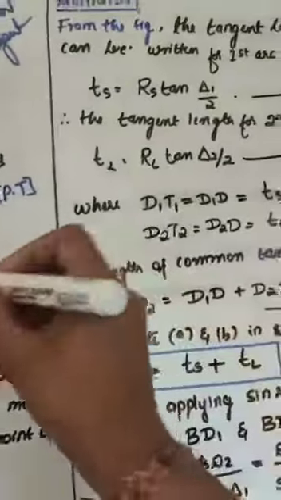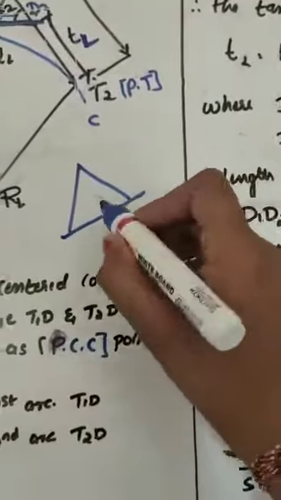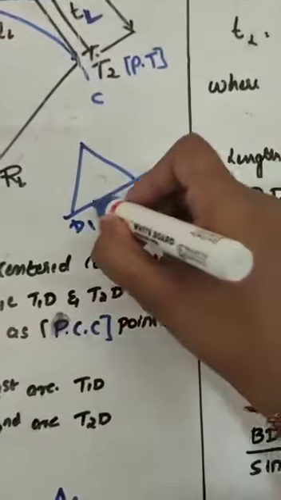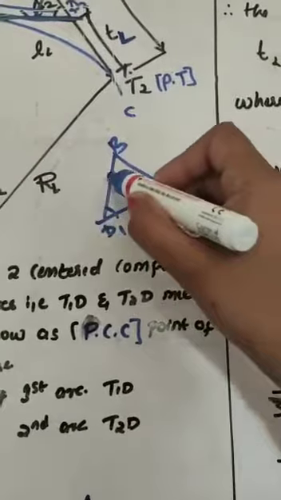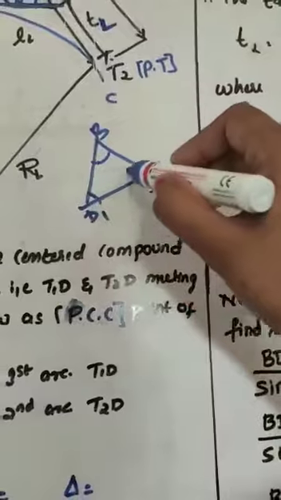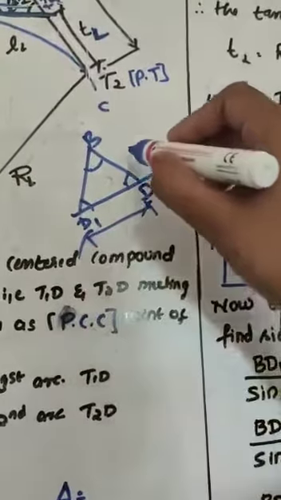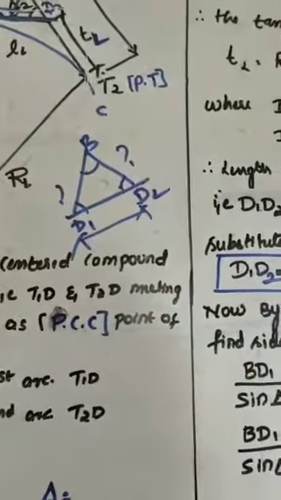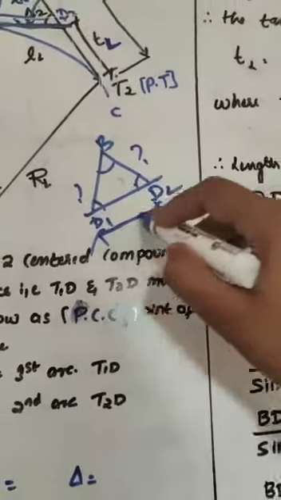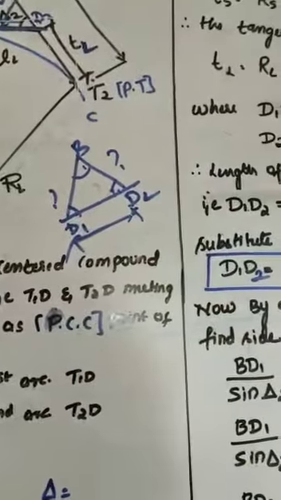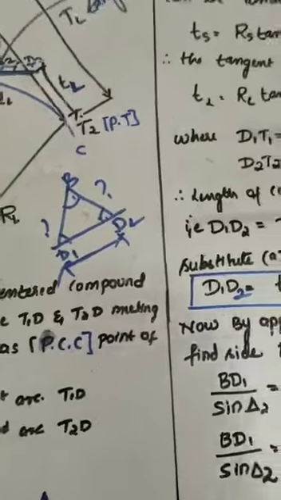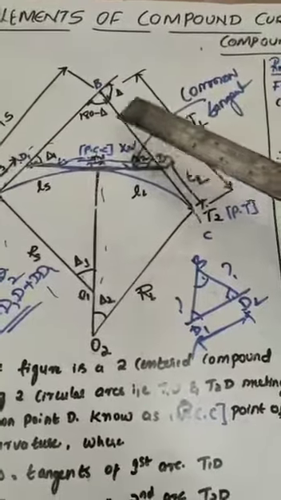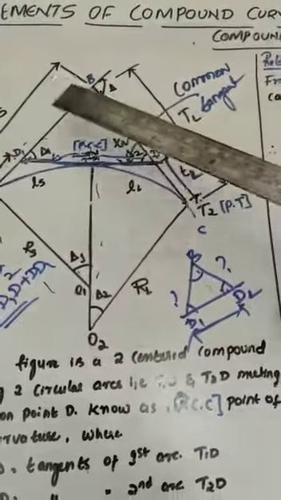Okay, so in any triangle, when we know one side, so this side, D1D2 is known. Here, this point is B, and these three angles are known. When three angles are known and one side is known, the remaining two sides can be found by applying which rule? When one side of the triangle and three interior angles are known, which rule can we apply? The rule is the sine rule. So for this triangle, we are applying the sine rule and we are going to find the remaining sides.